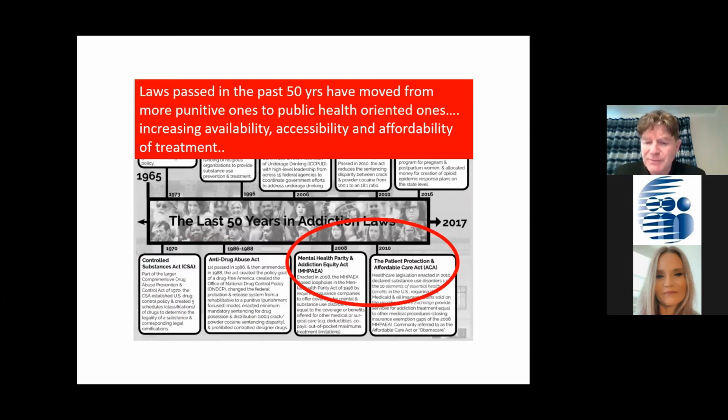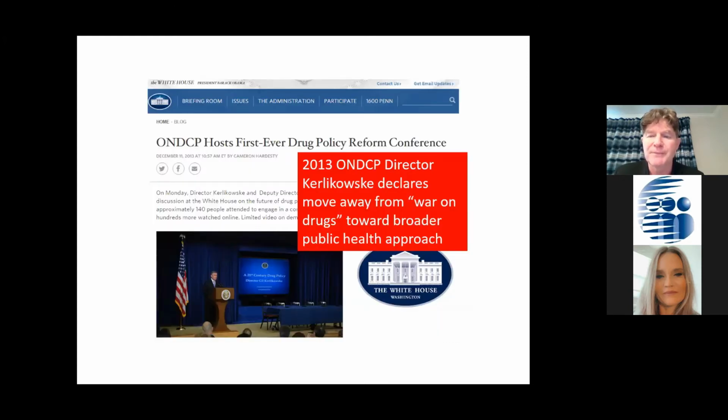Contrast that with some of the more public health-oriented laws that have been passed in the last 20 years. For example, the Mental Health Parity and Addiction Equity Act and the Affordable Care Act, which focused on demand reduction, so prevention, treatment, and recovery support services. Also back in 2013, the Obama administration really underscored this shift with his first ever drug policy reform summit held at the White House on December 9th.